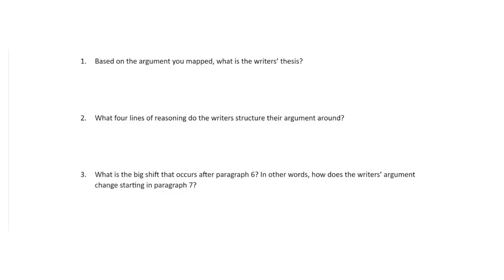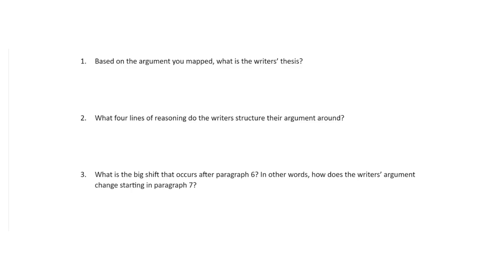Okay, number one: based on the argument that we mapped, what is the writer's thesis? Well, for that, we just need to piece together the claim at the bottom and all four of the premises supporting it. So the thesis would be something like this. Denying felons the right to vote has been harmful to American society in that the laws on felon voting are varied and illogical. The laws have been enforced unjustly by election officials. The laws lack transparency, and the laws have become a politically partisan weapon.